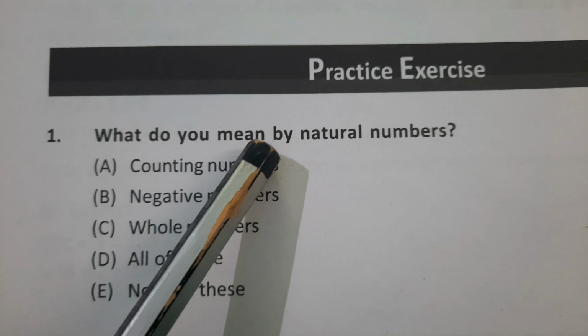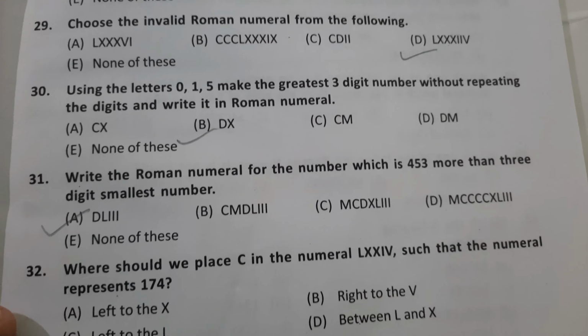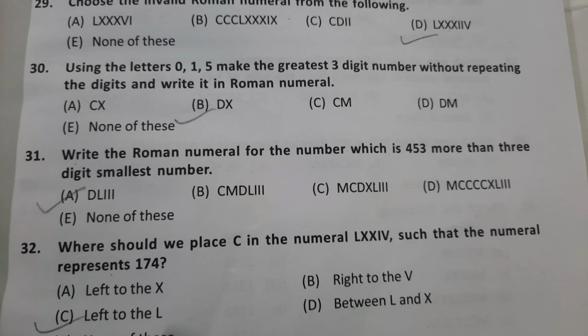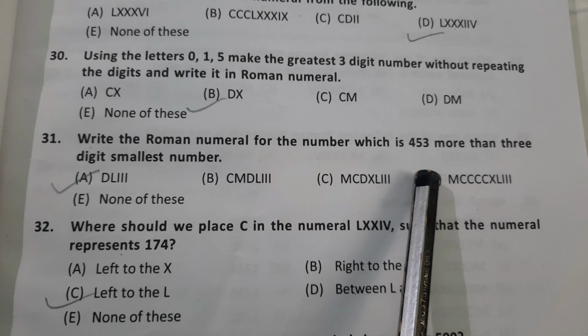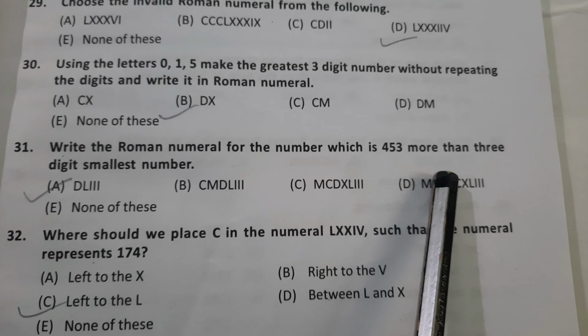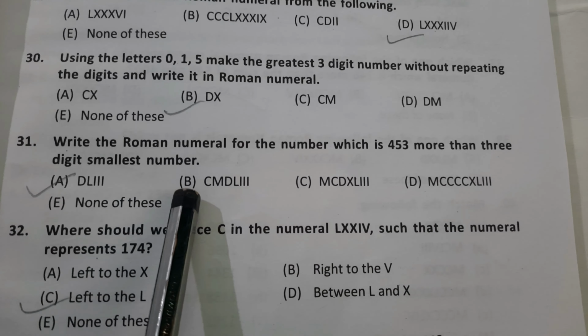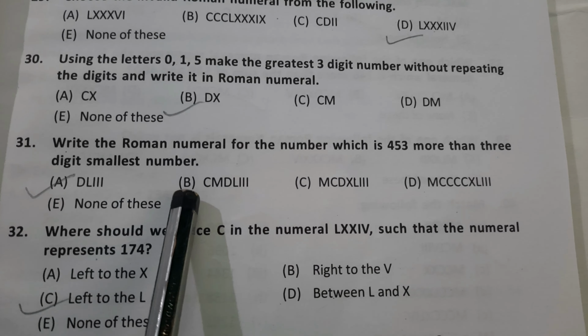So next is what? 30th one. Let us see. I hope you all can see this clearly. Using these digits 0, 1, 5, make the greatest 3-digit number without repeating the digit and write the Roman numeral. Option B is the correct option. Okay, you all can just see. Take down the question, mark the answers, and you all can learn them. Write the Roman numeral of the number which is 453 more than the 3-digit smallest number. Option A is the correct option.